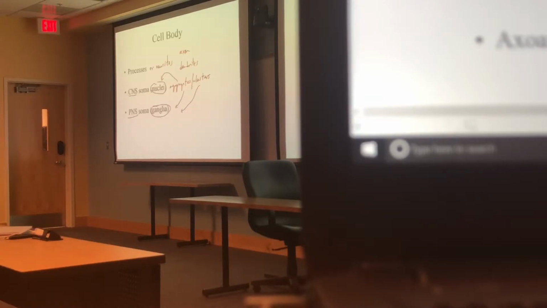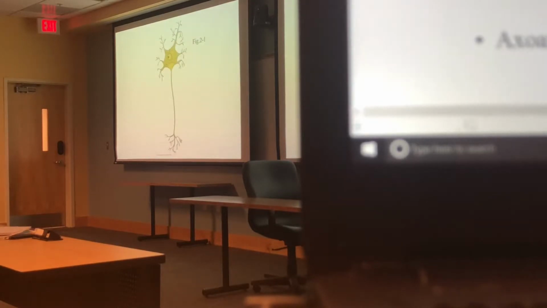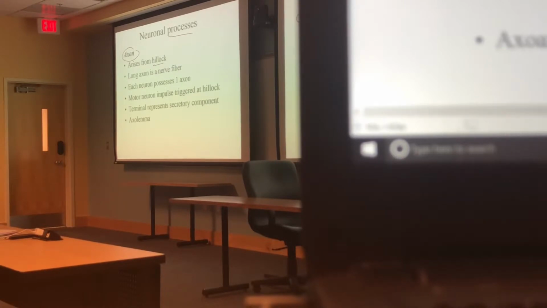Okay, so cell body. Now, in terms of the processes, you have an axon, you have a dendrite. So the axon arises from the hillock. Guys, the hillock is simply a narrowing. So here's the nerve cell body right here, but notice how it narrows. This part right here is called the axon hillock. That's your hillock, very obvious. And then the long axon is considered a nerve fiber. Each neuron has one axon.